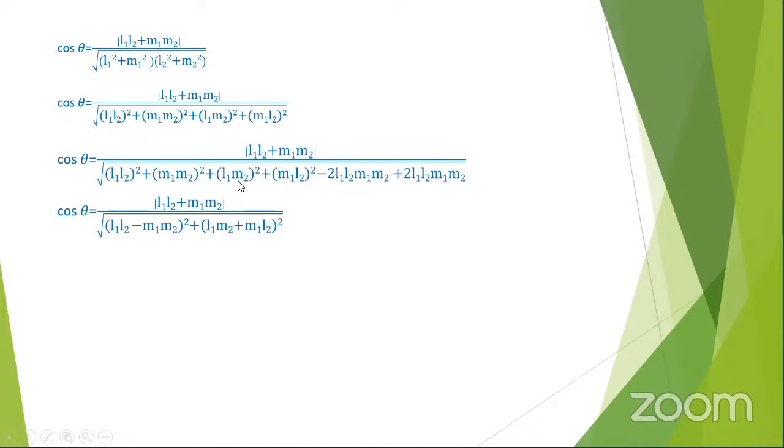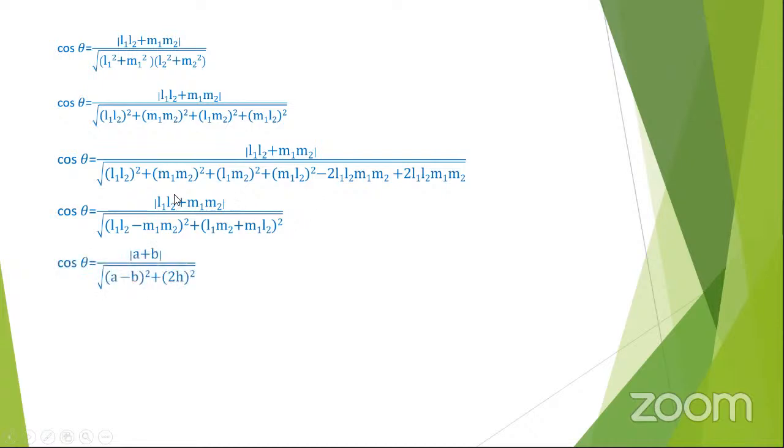Next, we are left with these three terms, that is (L1 M2) whole square plus (M1 L2) whole square plus 2 L1 L2 M1 M2. So we get that in the form of (a plus b) whole square, that is a square plus b square plus 2ab. Hence we'll get it as (L1 M2 plus M1 L2) whole square.